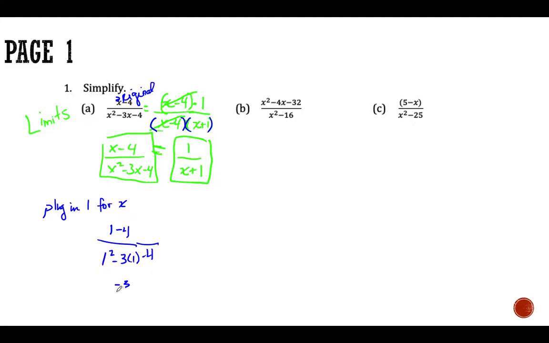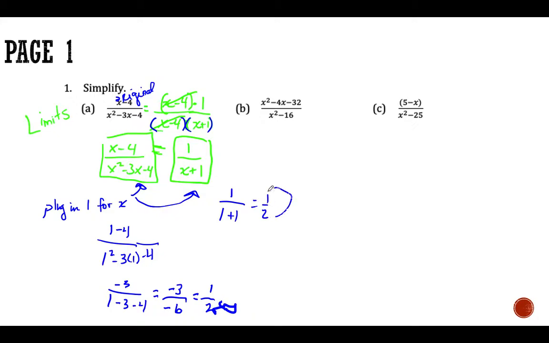Negative 3 over 1 minus 3 minus 4. What is 1 minus 3? Negative 2. Negative 2 minus 4 is negative 6. So this is negative 3 over negative 6. But doesn't that reduce to positive 1/2, right? Now, plug in 1 for x into the simplified version. I get 1 over 1 plus 1, which is 1/2.